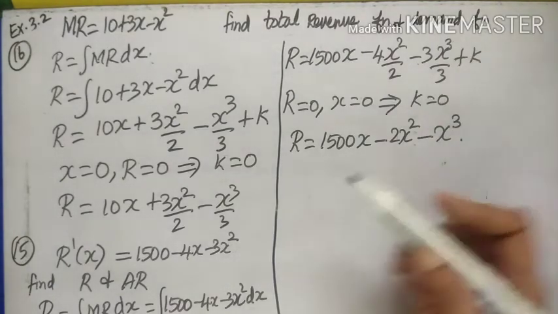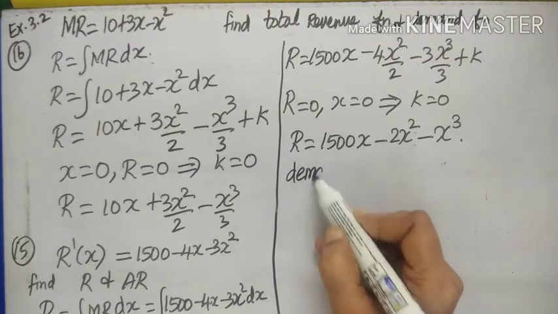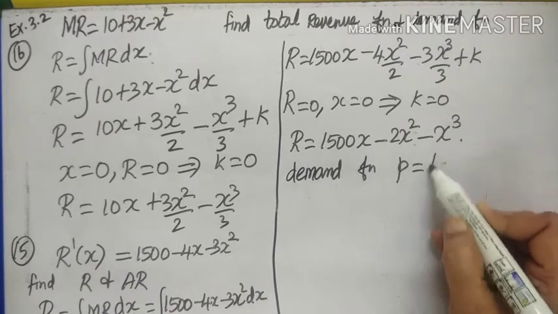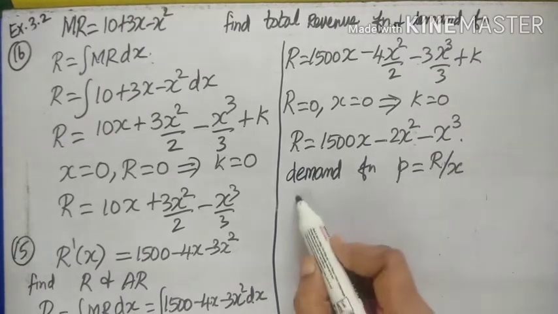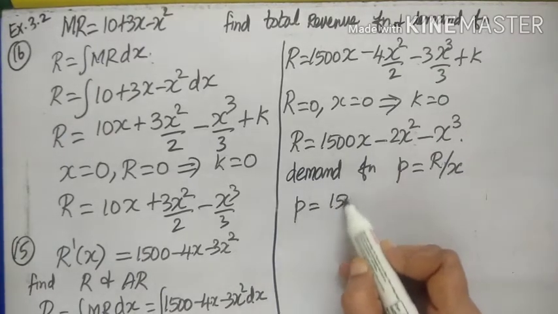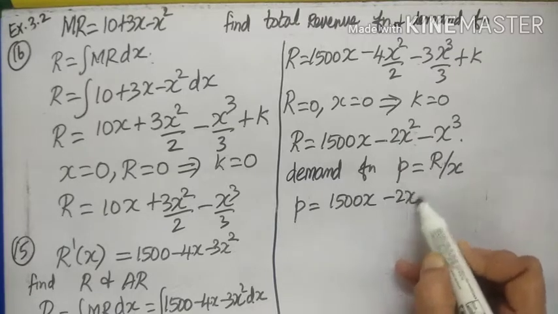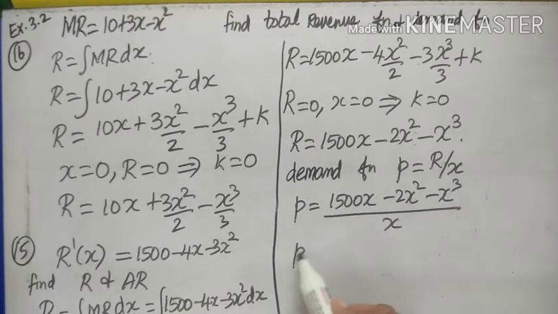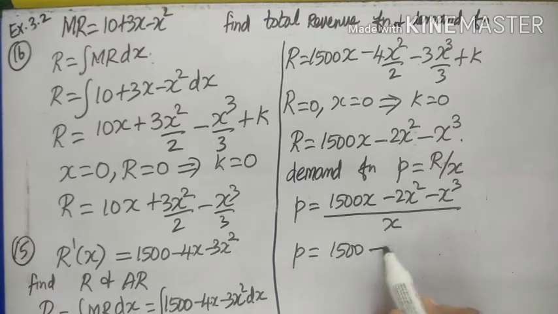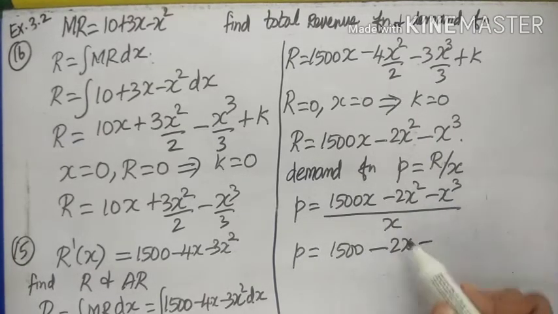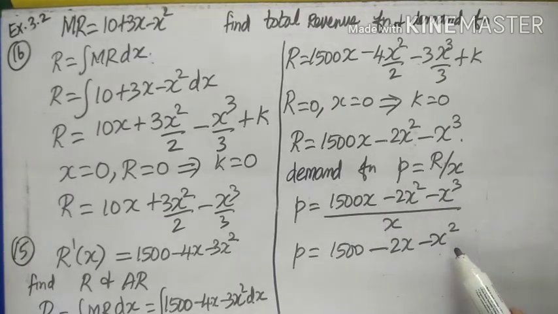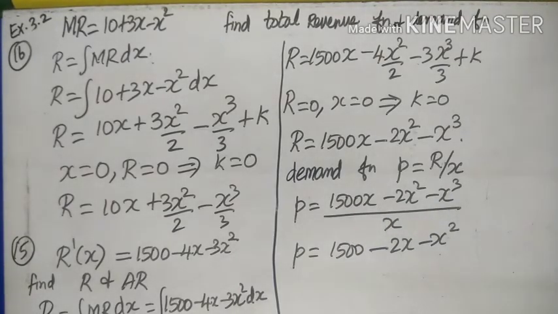We also need to find the demand function. What is the demand function formula? Small p equals R by x. 1500x minus 2x square minus x cube, we divide by x. It is 1500 minus 2x minus x square. So every term we divide by x, and that is the demand function.